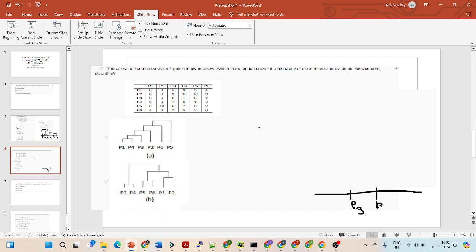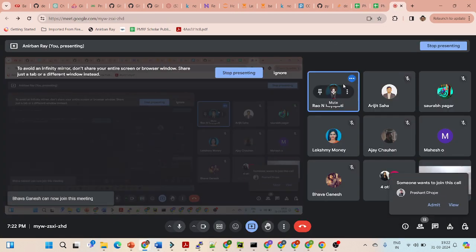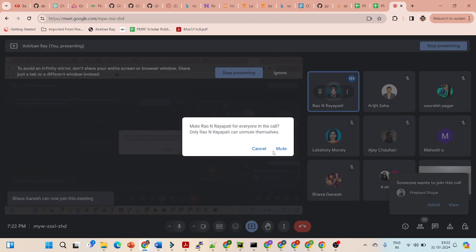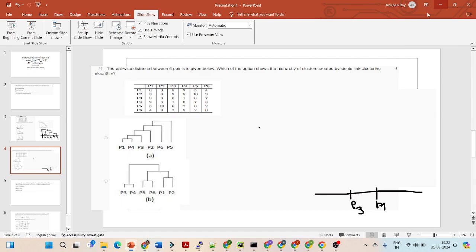P3, P4. Okay. So P3, P4 is the lowest. Then you have to move to the higher ones. That is two here, I think. So P5, P6 here.